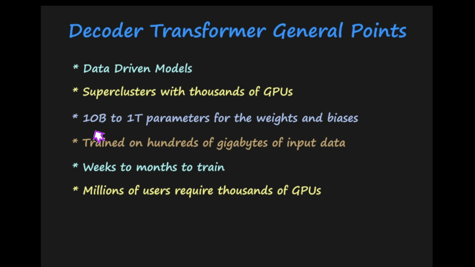There can be 10 billion up to a trillion parameters for weights and biases in some of the models. They're trained on hundreds of gigabytes of input data. It takes weeks to months to train. And of course, when they're serving users, it requires thousands of GPUs to serve millions of users once it's in inference mode. But training mode requires more intensive computational power.